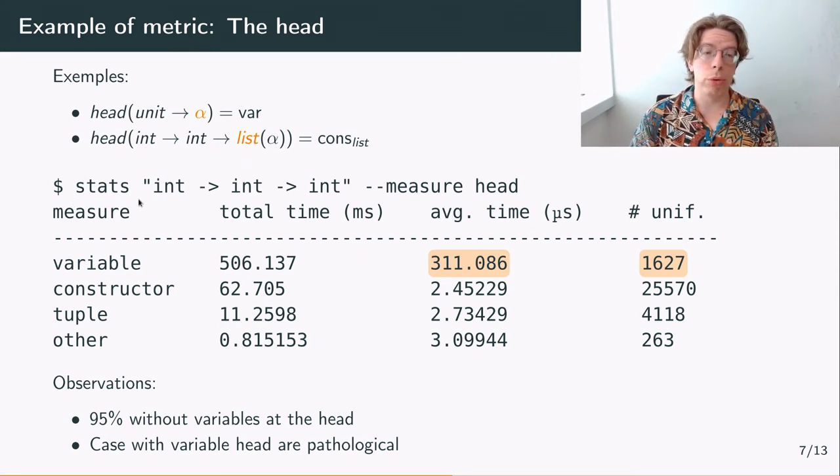We can ask our tool to do statistics when we search for a type. So here, int to int, and we classify the time, the resulting time and number of unifications by head. So here are all the unifications for variables, here for constructors, and so on and so forth. Here we can see that a very large majority, 95% of the types, do not have a variable at the head, but types with a variable at the head take lots of time, much more than the others. So our goal here is to try to classify the head to avoid the cases that are pathological.